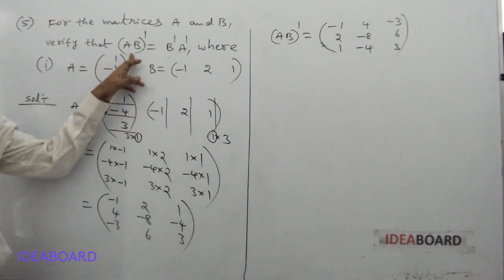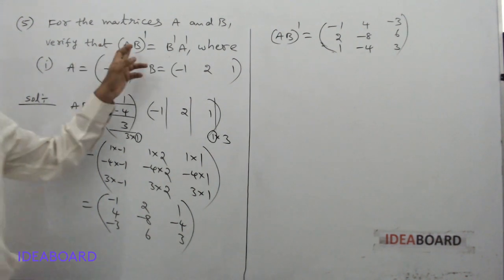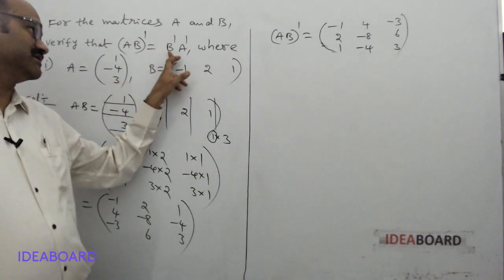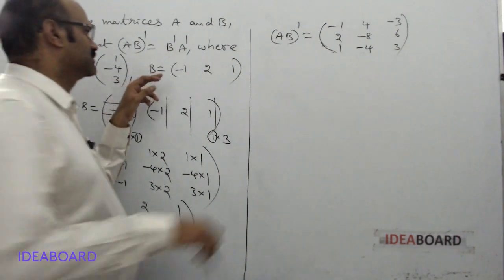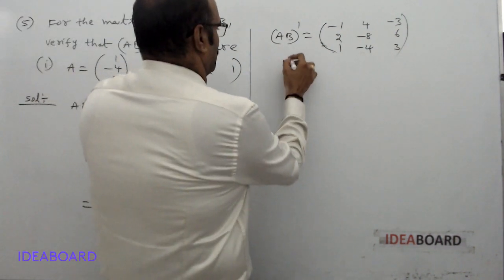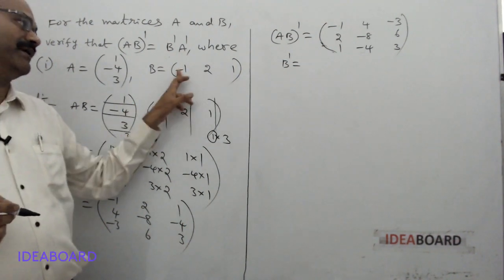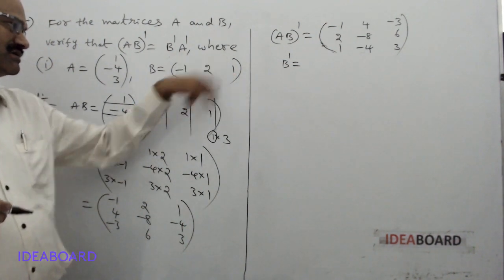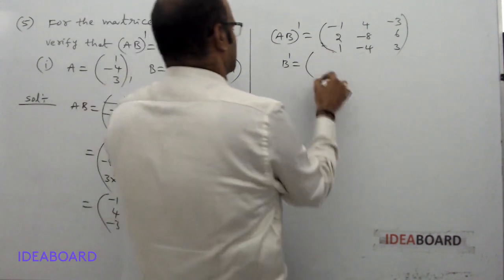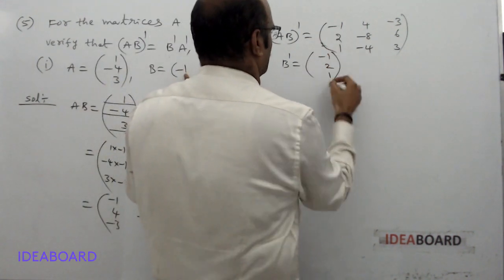Now we got LHS. Now we have to find RHS. B transpose equal to, B equal to, we have only one row here, minus 1, 2, 1. Write R1 into C1. So it implies B transpose equal to minus 1, 2, 1.